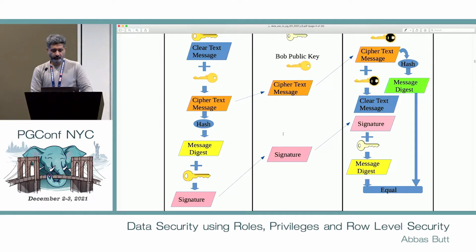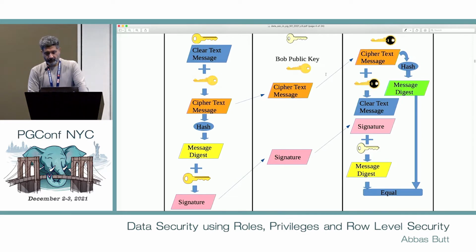Now, how would Bob know that this signature is Alice's signature? This signature is basically shared with Bob over the public network. When Bob receives this signature, he uses Alice's public key to get the message digest. And since Bob already has the ciphertext, Bob applies the same hash function to generate another message digest. And if these two message digests are the same, it proves that the sender was Alice.